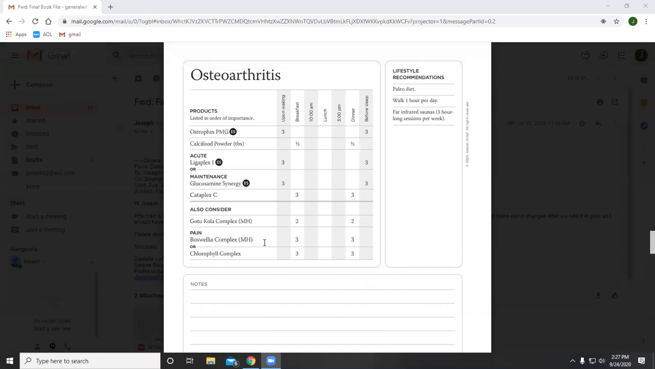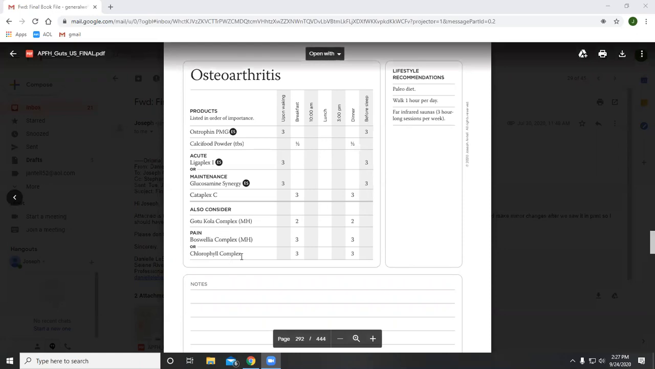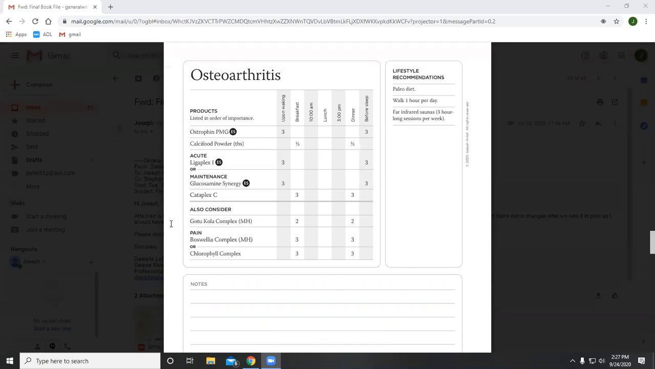and the reason I put them in there as a priority of a product has to do with pain. Of course, Boswellia complex. Now remember, that has Boswellia, it has turmeric, and it has, what's the other herb in there? It's a great product for pain when they're at that point.